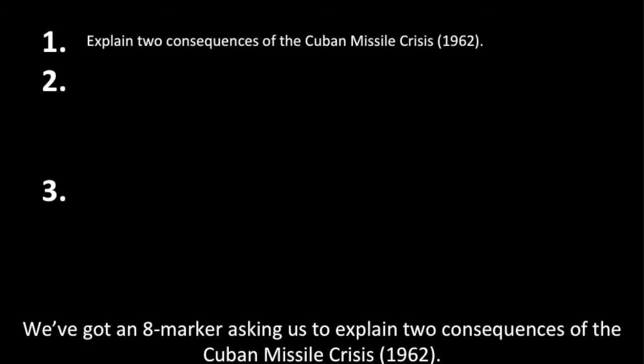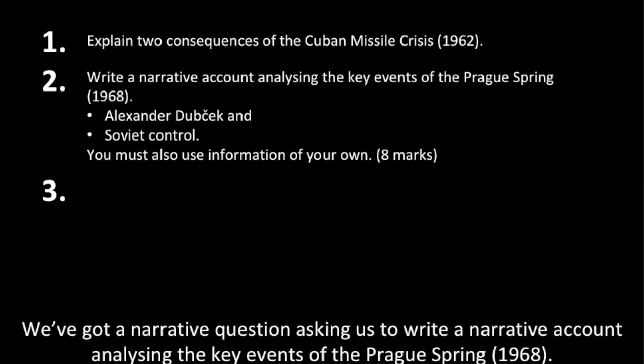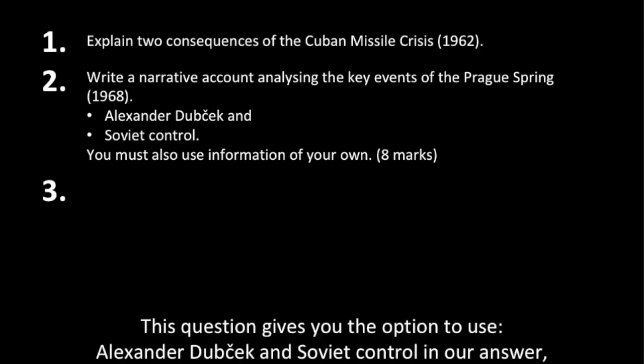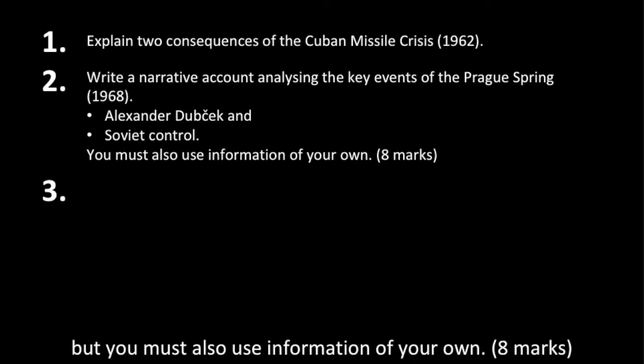We've got an 8-marker asking us to explain 2 consequences of the Cuban Missile Crisis of 1962. We've got a narrative question asking us to write a narrative account analysing the key events of the Prague Spring, 1968. This question gives you the option to use Alexander Dubček and Soviet control in our answer, but you must also use information of your own.